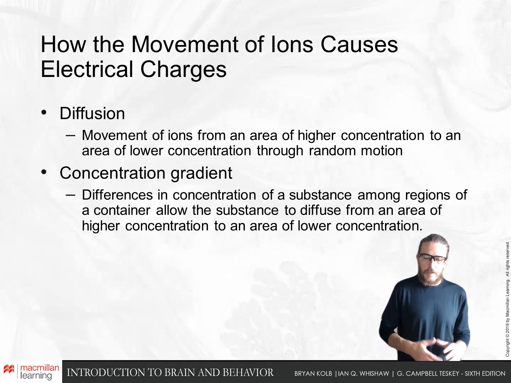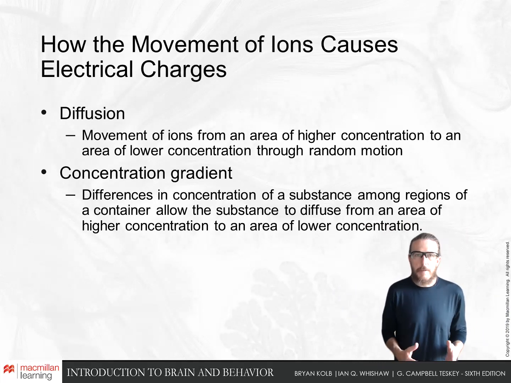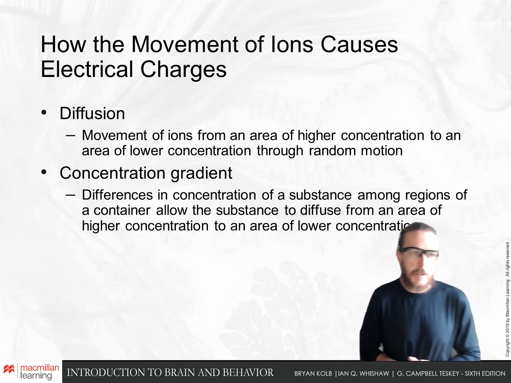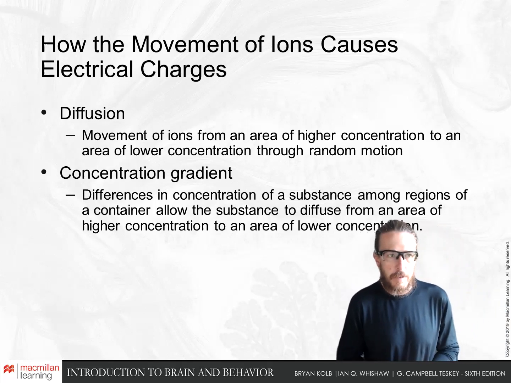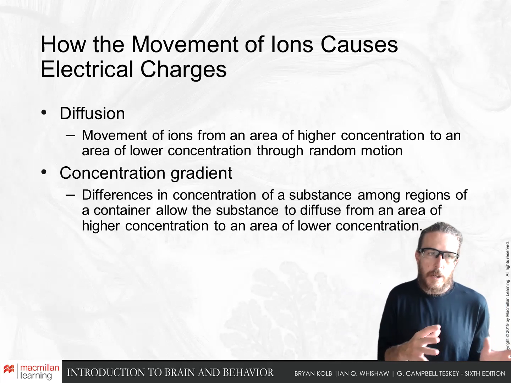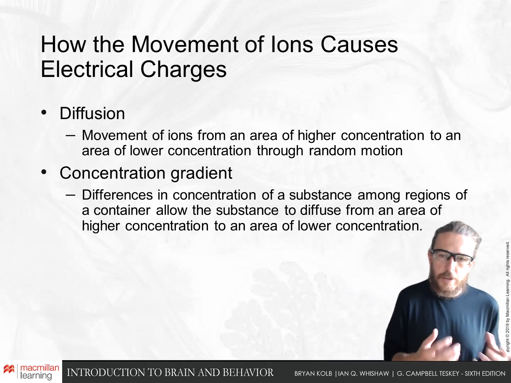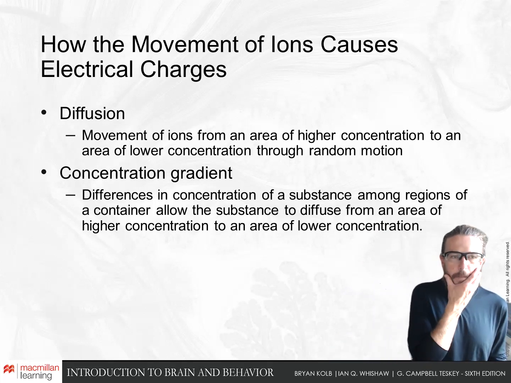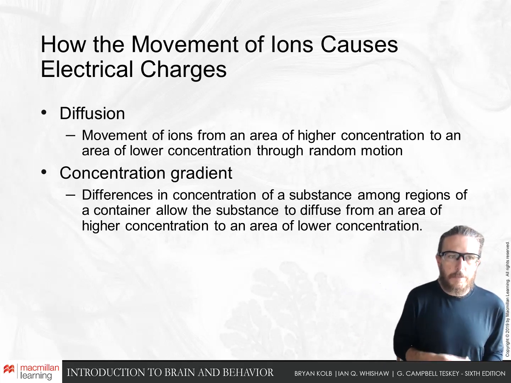So all these chloride and sodium and potassium ions floating around, some on the inside, some on the outside of the cells, can create potential for movement. And there's a couple of ways this can happen. One is through simple diffusion.